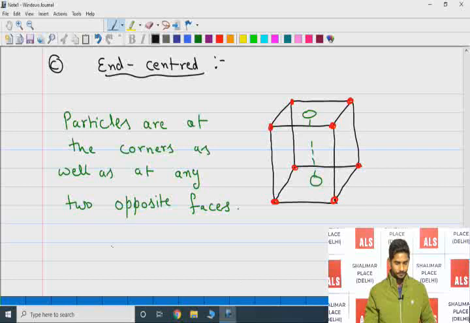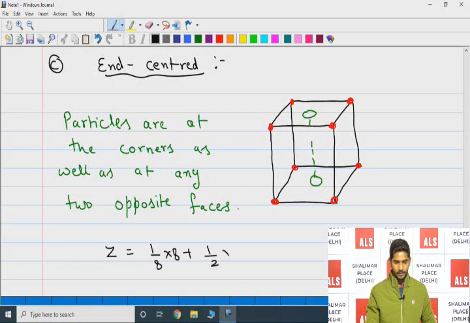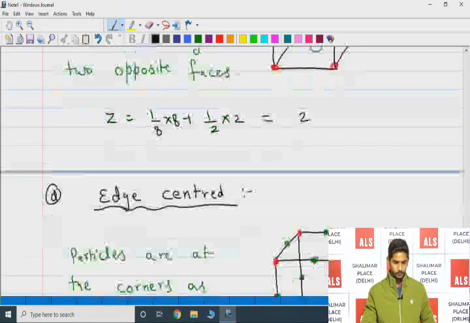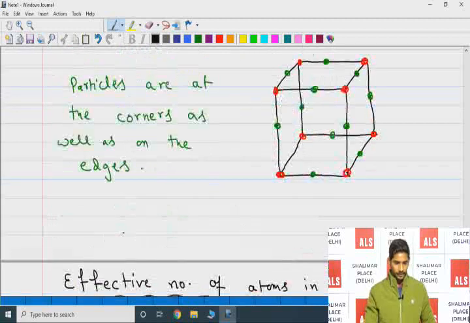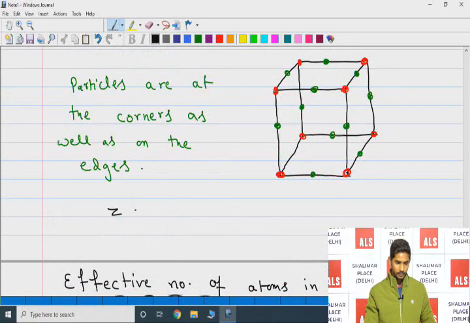End centered: 1 by 8 into 8 plus 1 by 2 into 2, because the atoms are present only at 2 faces, that's why I'll take only 2. So this is 1 plus 1, which is 2. In case of the edge centered, this is 1 by 8 into 8 plus 1 by 4 into 12. So this is also 4.